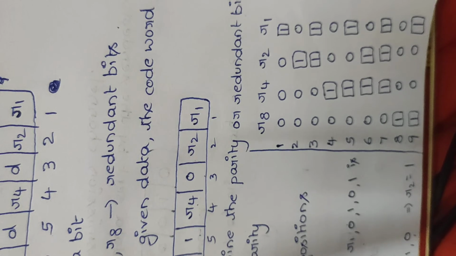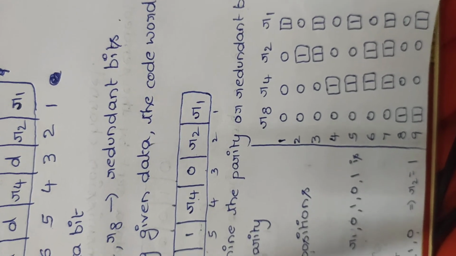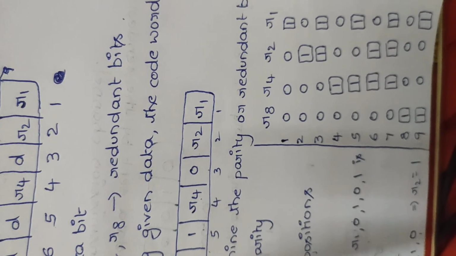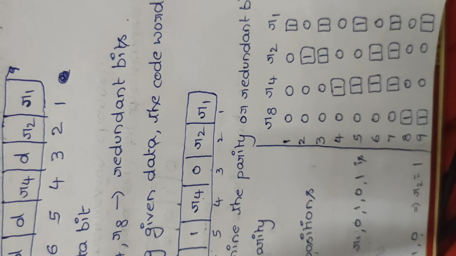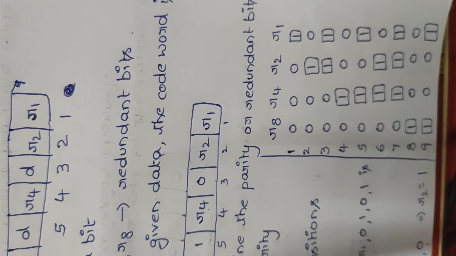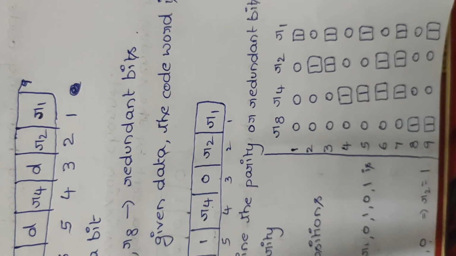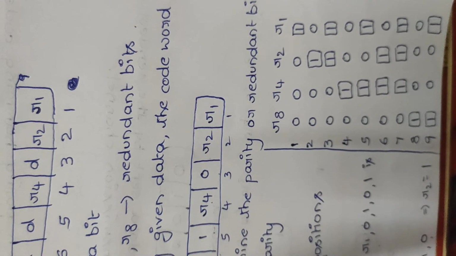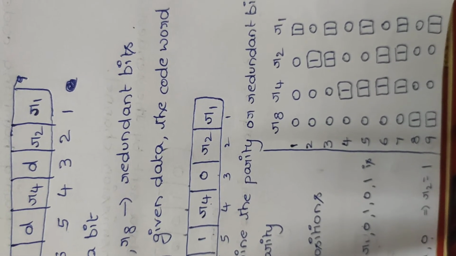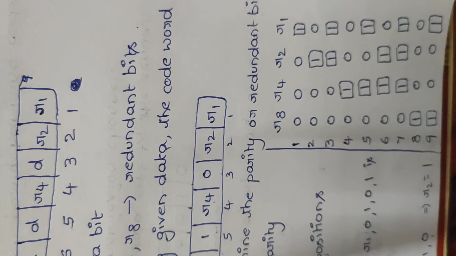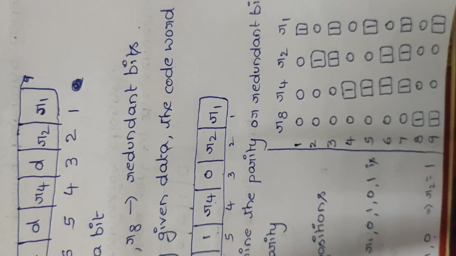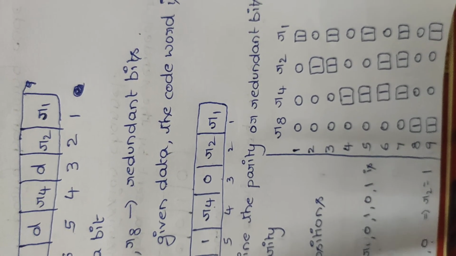Now in the corresponding column we need to consider only ones. So discard 0 values, consider 1 values in a particular position. If you consider R1, where the 1 is located, the positions of ones are 1, 3, 5, 7 and 9. So we need to consider those positions.